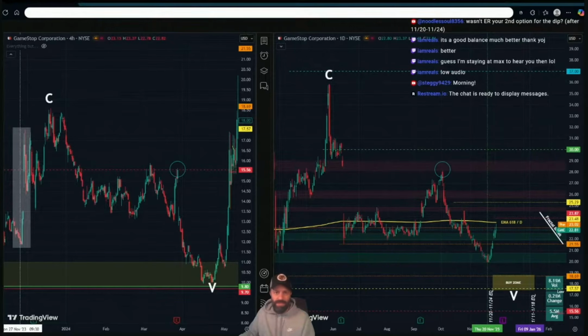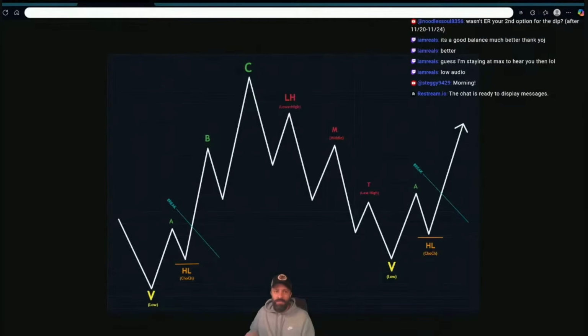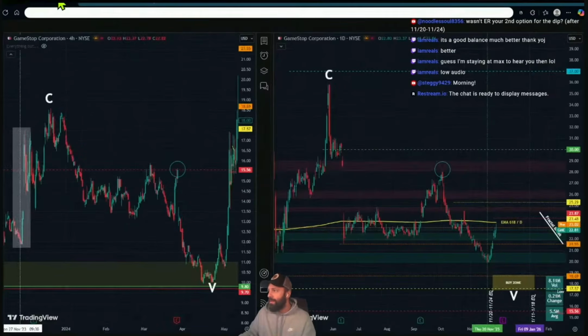We know these as basic fractal landmarks. The anatomy of a jet test: A, B, C is your peak, lower high, middle, last high, V, higher low, fractal break. So that's the cycle that we look at. When you look at this, do you have most of those landmarks checked off? Yeah, it's fractal. Do you want to see some other examples?